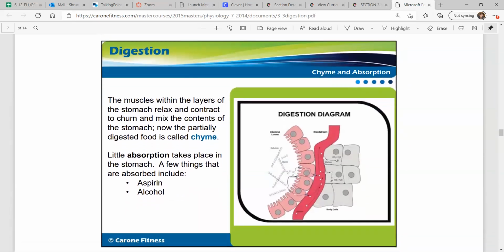The muscles within the layers of the stomach relax and contract to churn and mix the contents of the stomach. Now, the partially digested food is called chyme. So each time the food undergoes a big process, we call it something else. So it's food, and it's called a bolus, and then chyme. Little absorption takes place in the stomach. A few things that are absorbed include aspirin and alcohol. Those are quick absorbing ingredients.